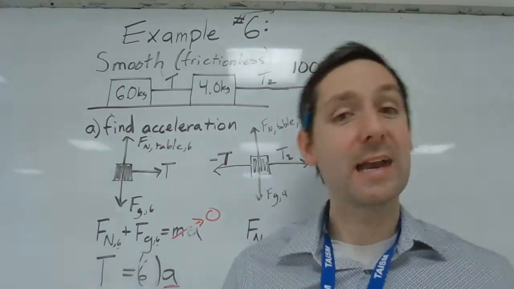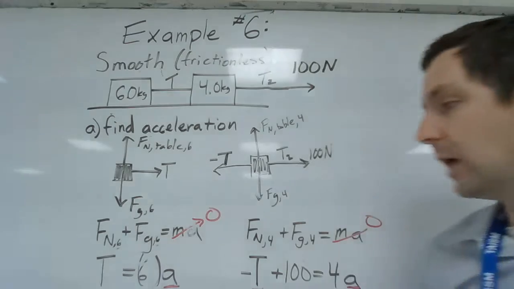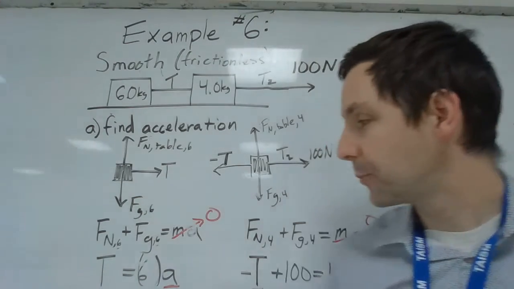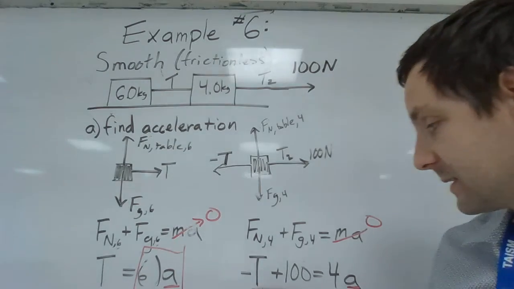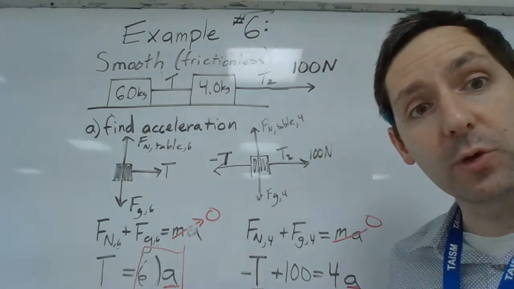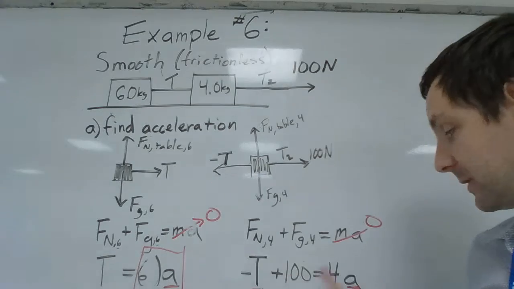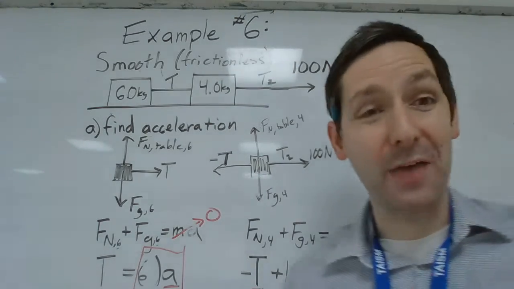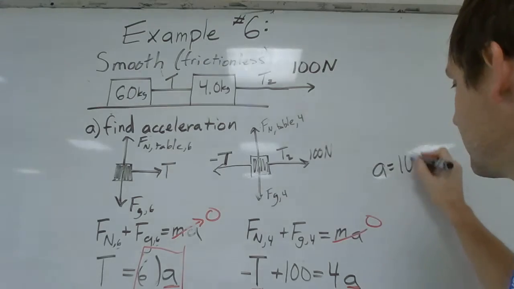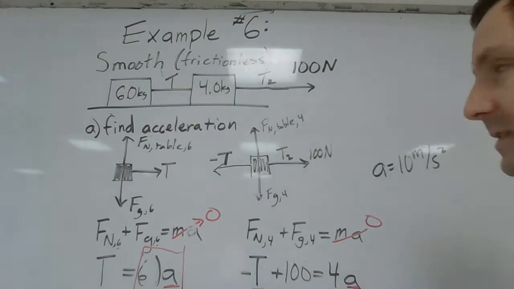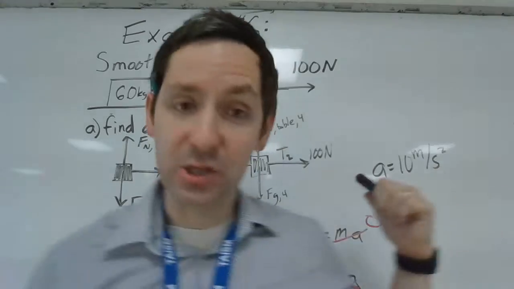You learned how to deal with that in Algebra 1. So you can use substitution, elimination. Probably the easiest way is just say, you know what, this 6a, I'm going to go ahead and substitute in for the t, which is going to give me negative 6a plus 100 equals 4a. And I'll leave the mathematics to you, but hopefully you get that the acceleration is 10 meters per second squared. And that's the answer to this question.